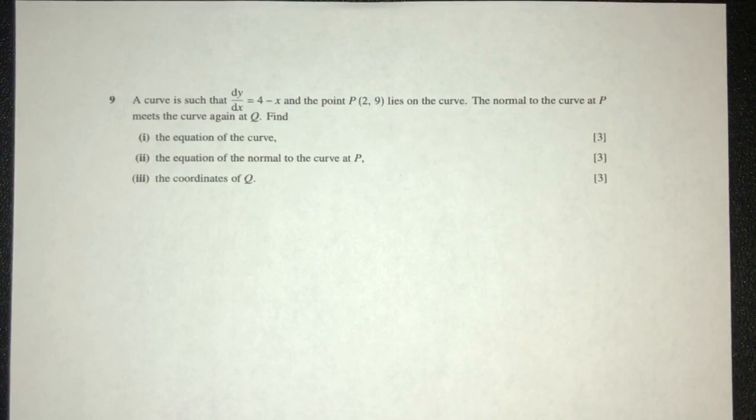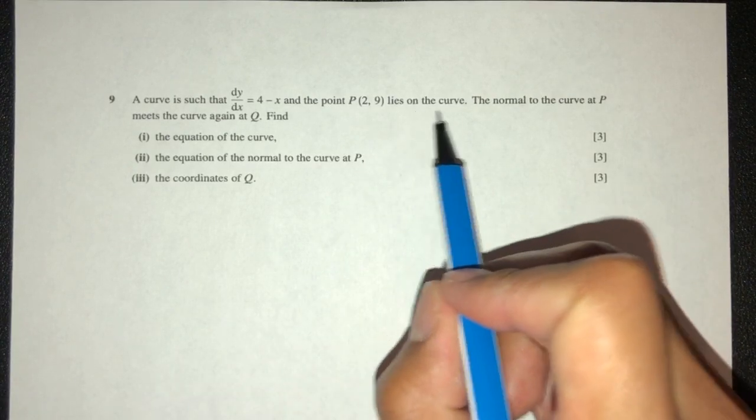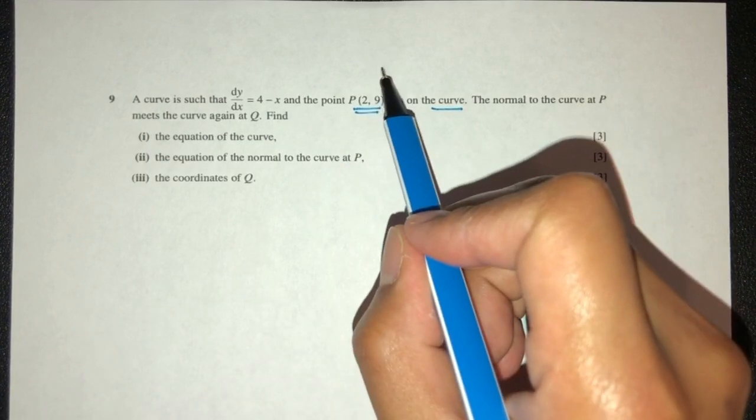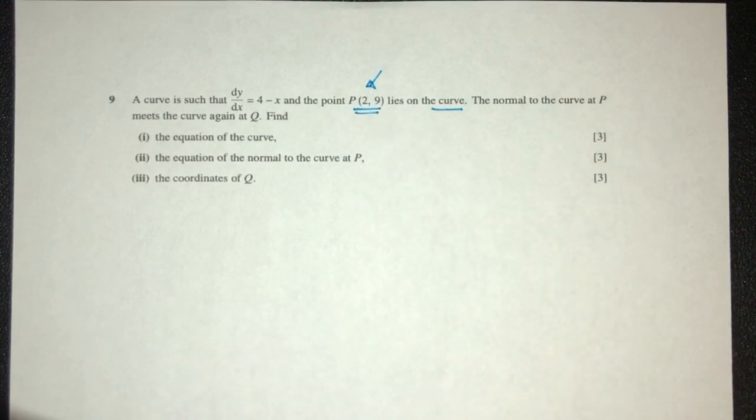Let's move on to the next question. A curve is such that dy by dx is equal to 4 minus x. Now the point P lies on the curve. This is a passing point, a point on the curve. Good to know. So we have to use this somewhere, right? That's why it is given to you.